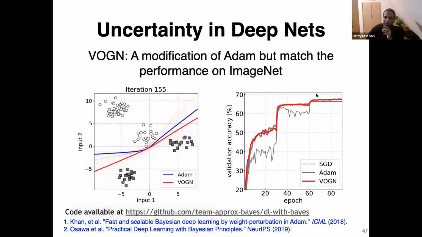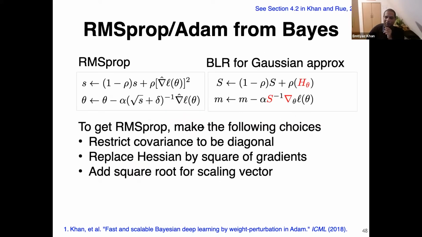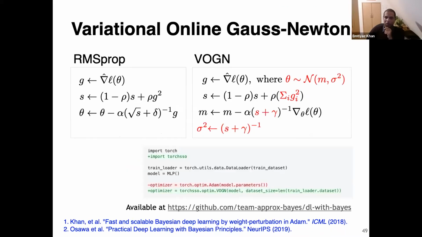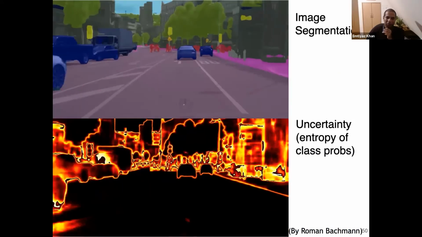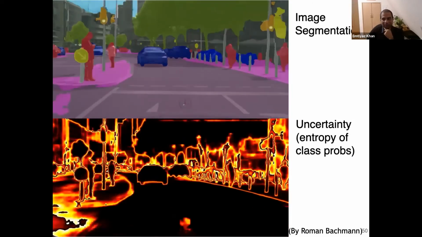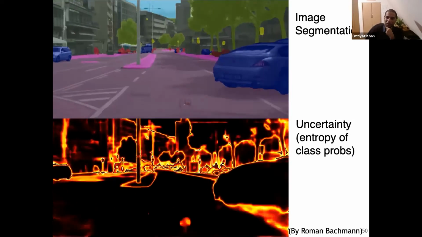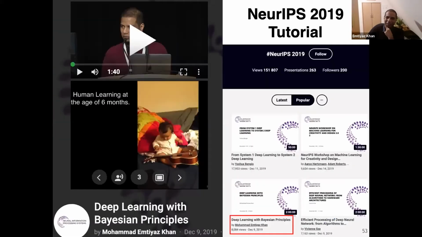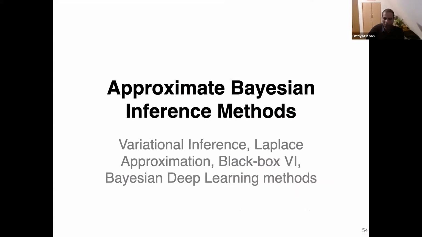This works quite well. It works for ImageNet. So this is for ImageNet. This was one of the first results that made a Bayesian method work on ImageNet a few years ago. And it comes with a very slight modification of RMSprop. So these are kind of modifications. You can get Adam out of it as well. Implementation is available. You can do these kind of things where you do segmentation. You can look into the uncertainty of where the classifier is not very sure. Out of distribution tests. So you can do all of these things. It's all there in my tutorial, and I will encourage you to look through that.